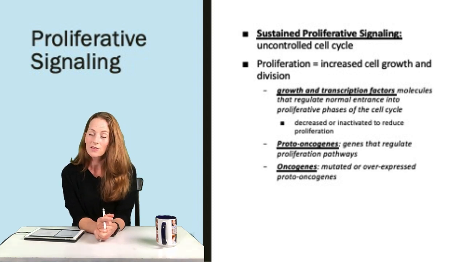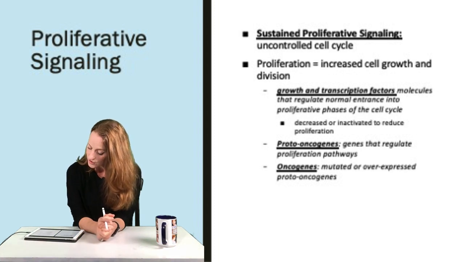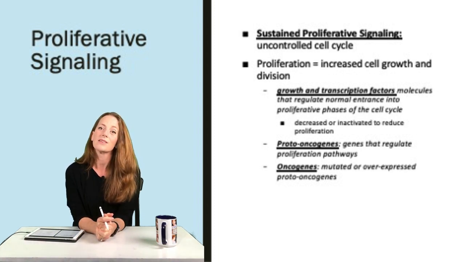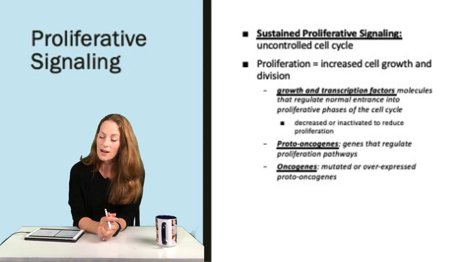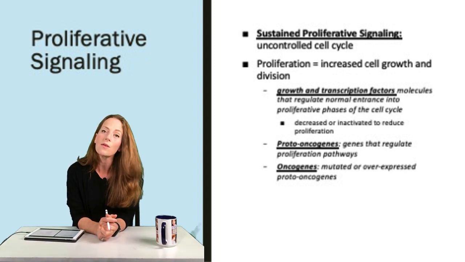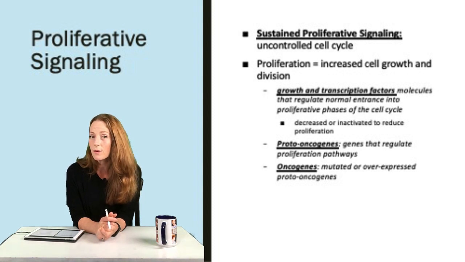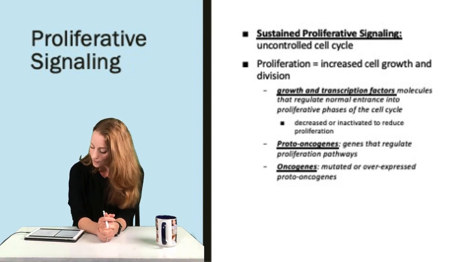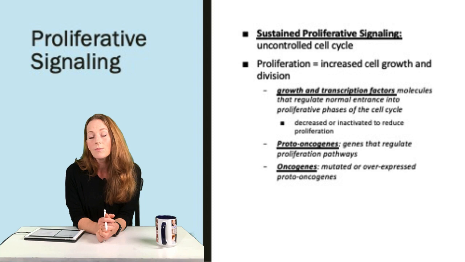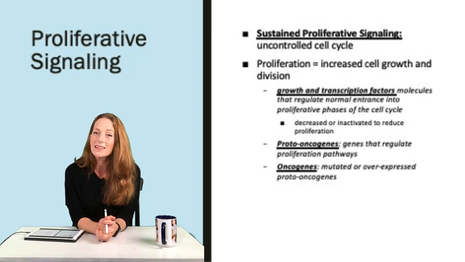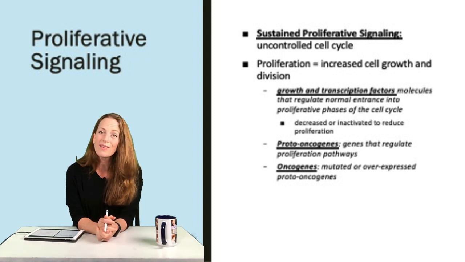In the cell cycle lecture, we talked about the ways in which growth and transcription factors regulate the cell cycle. So let's look at that here. Remember that growth and transcription factors are molecules that regulate the normal entrance into proliferative or growth phases of the cell cycle. If they are decreased or inactivated, that reduces proliferation, and that keeps the cells in check. Remember that many mature cells don't proliferate unless they need to be replaced.